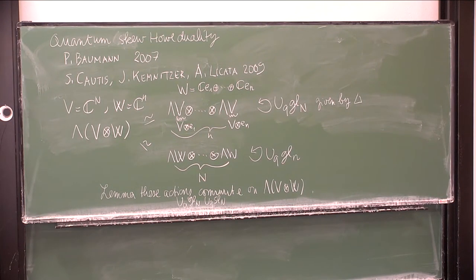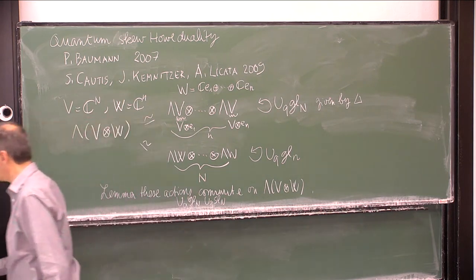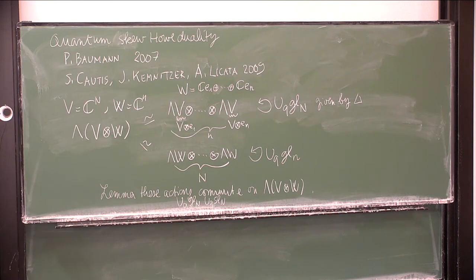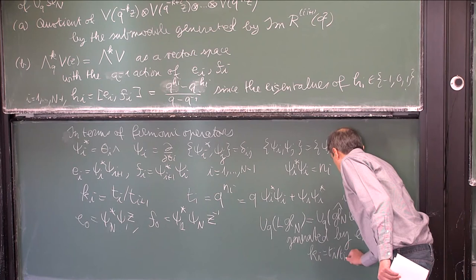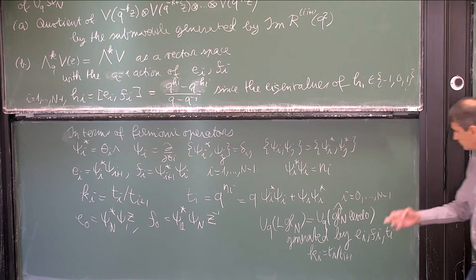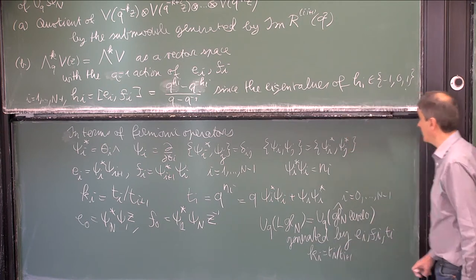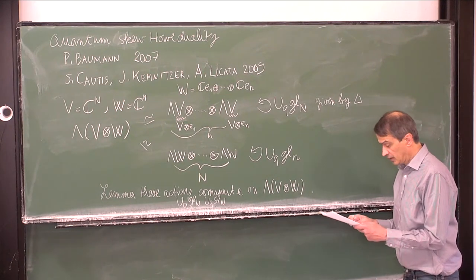So it's generated by EI, FI as before, and then PI with a more or less obvious commutation relation, and then the KI is TI or TI plus 1. And the SLN is the least subalgebra, which is the quantum group, the subalgebra generated by EI, FI and KI. We have this additional central element, and it's useful to keep track of it.